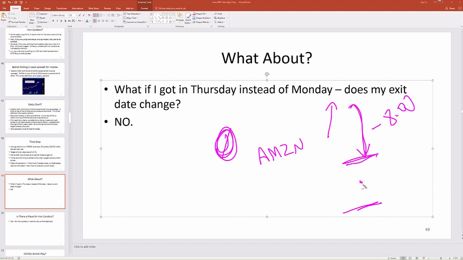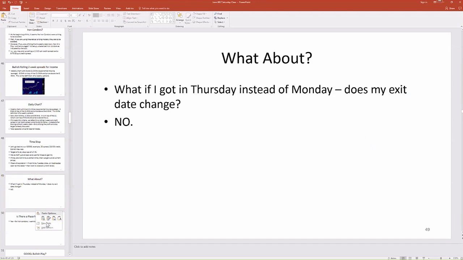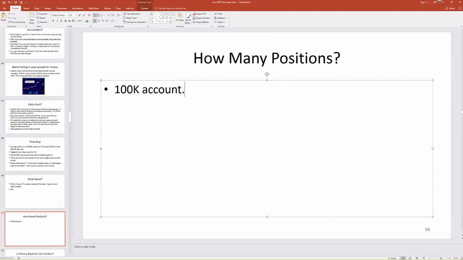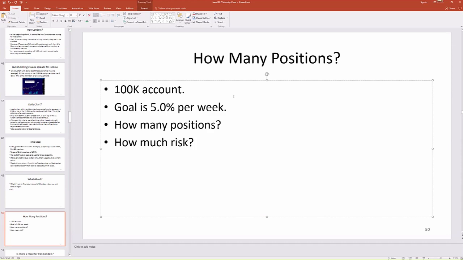Which brings me to a very interesting question. Don't worry about the amount of money because we're talking about percentages. The question here is how many positions? That sounds like the title of a different talk, but we'll go with it. All right, 100K account. Let's just say the goal is 5% per week. How many positions? How much risk? What position size, which of course is about how much risk.